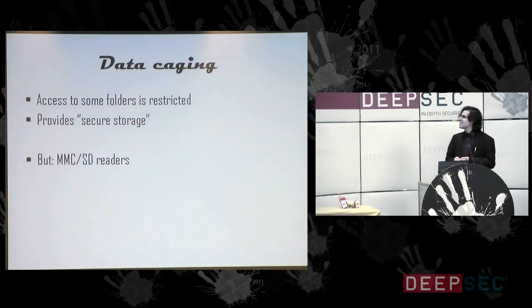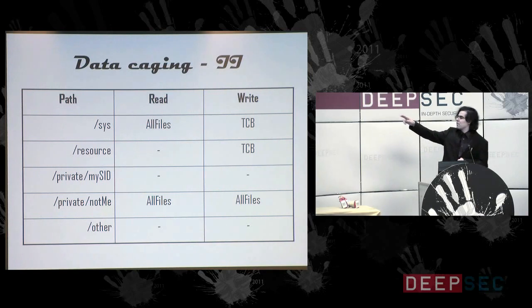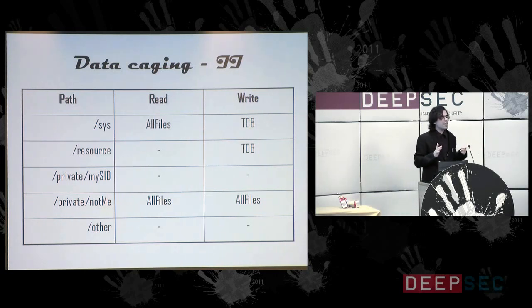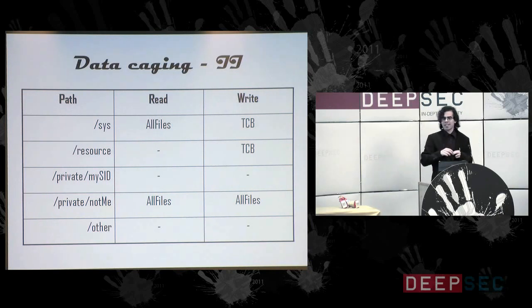And another thing is data caging. Symbian protects some folders from access by other applications. So it's basically like a sandbox, which we have today. But the difference between the sandbox you have today and the Symbian sandbox was this, that today you are allowed to access one folder. In the past, you were allowed to access all folders except for one.